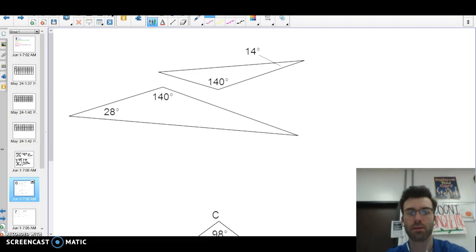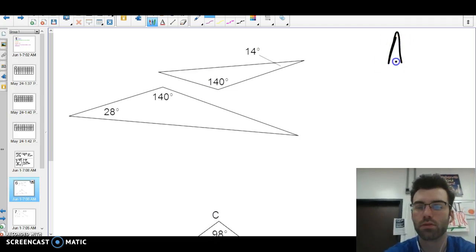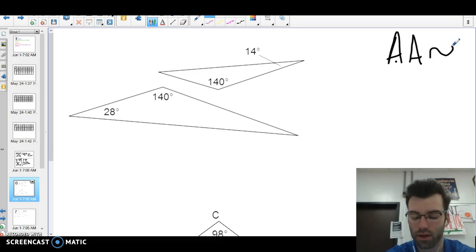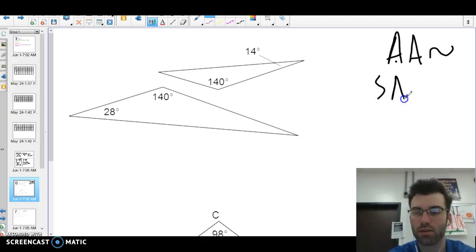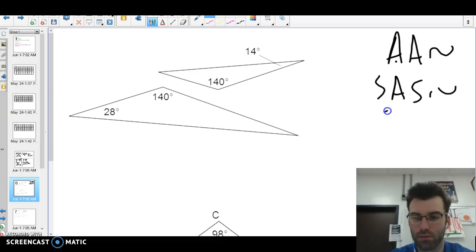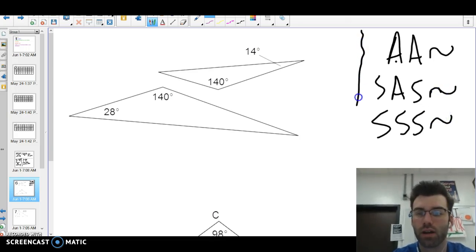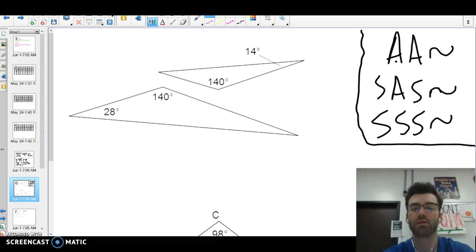In chapter 8, we talked about similar triangles. There were 3 ways that we used to prove triangles similar: angle-angle similarity, side-angle-side similarity, and side-side-side similarity. Before you ask, no, there's not a proof on the final, but you will have to decipher whether certain triangles are similar or not.